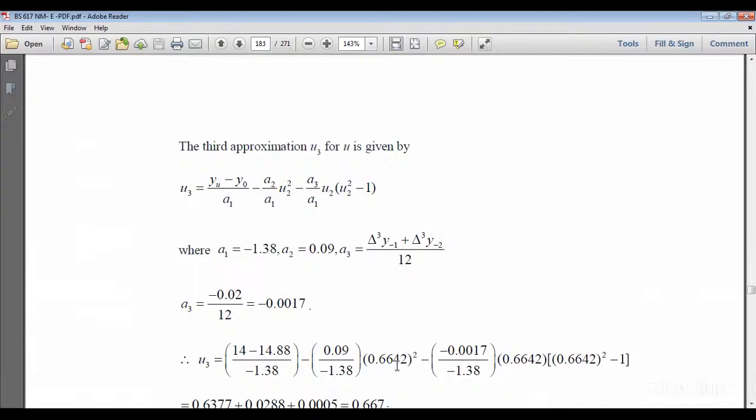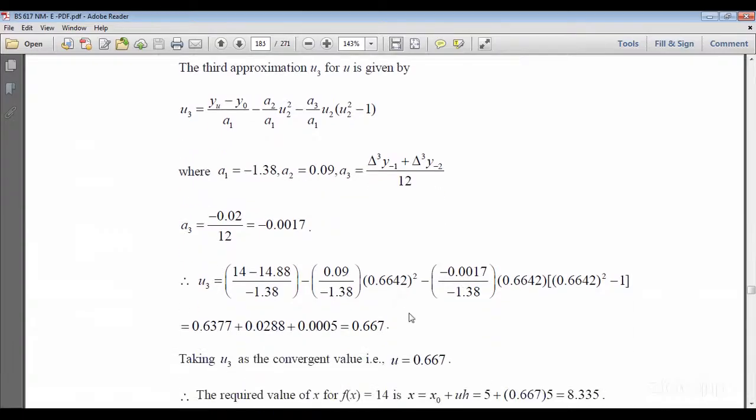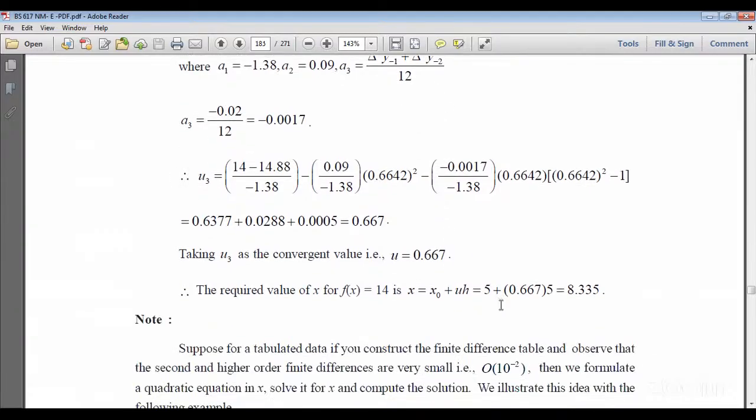The third approximation u3 is given by (yu minus y naught) by a1 minus a2 by a1 u2 square minus a3 by a1 u2 (u2 square minus 1). A1 is minus 1.38, A2 is 0.09, and A3 is delta cube y minus 1 plus delta cube y minus 2 by 12. So A3 is equal to minus 0.02 by 12, which is minus 0.0017. And u3 is equal to (14 minus 14.88) by minus 1.38 minus 0.09 by minus 1.38 times 0.6642 whole square. After simplification of this value, the total is 0.667. Taking u3 as the convergent value, u is equal to 0.667.